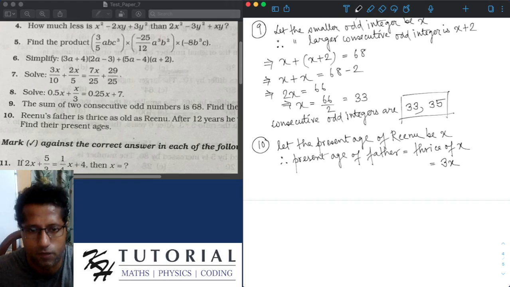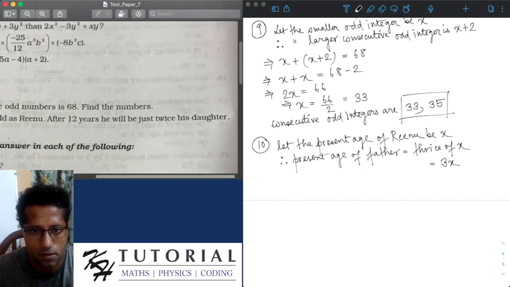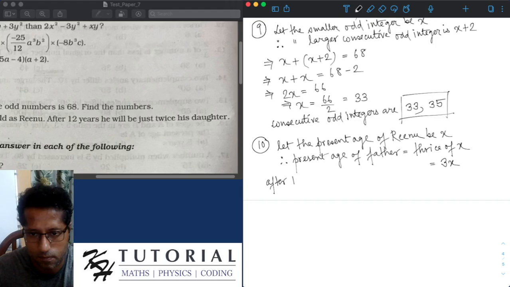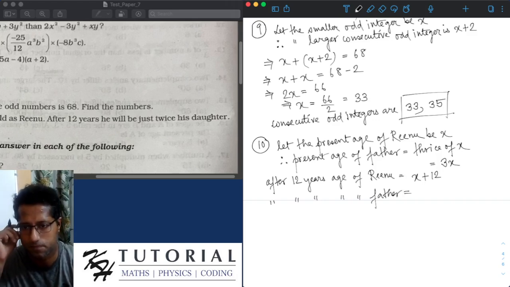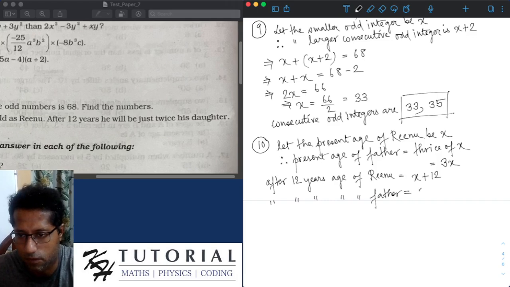Now it says that after 12 years, okay, so let's find out, after 12 years, the age of Renu will be x plus 12. The present age of Renu we have assumed to be x, so after 12 years, the age of Renu will be x plus 12. Similarly, the present age of father is thrice x, so after 12 years, the age of father will be 3x plus 12.